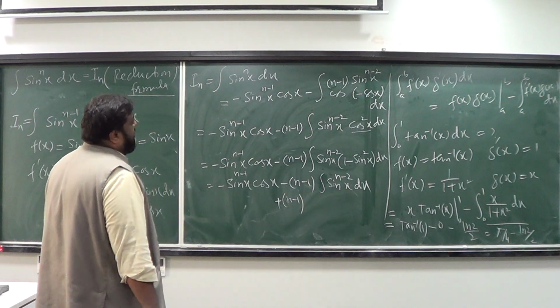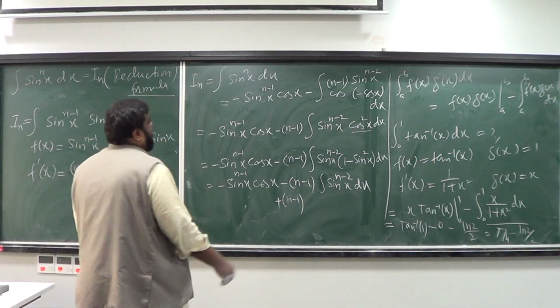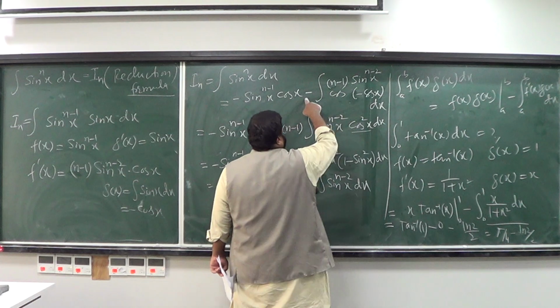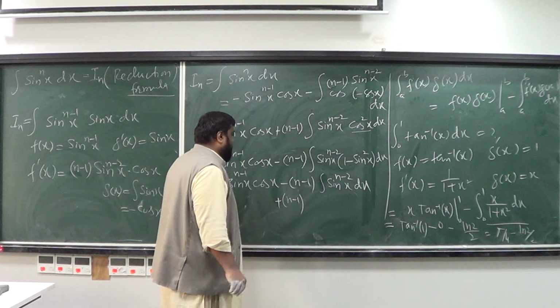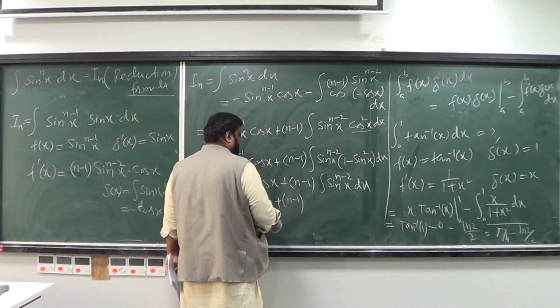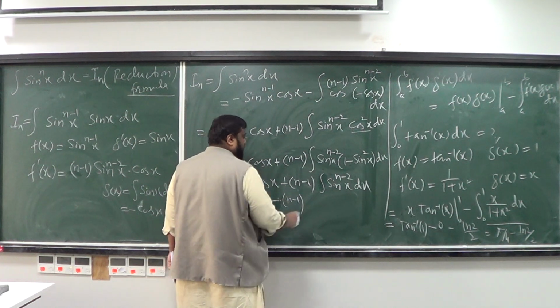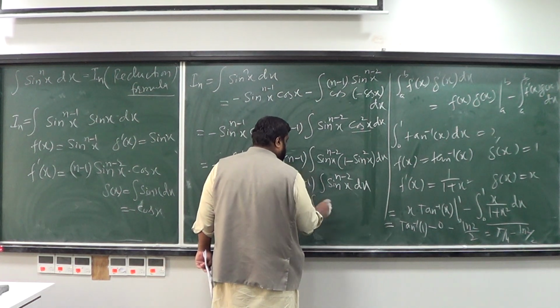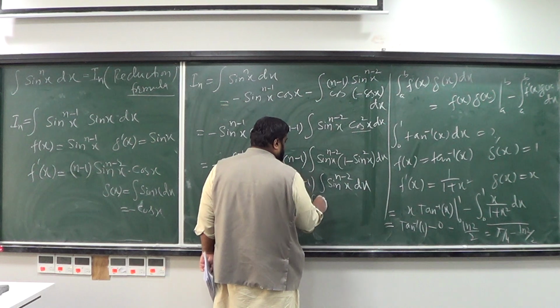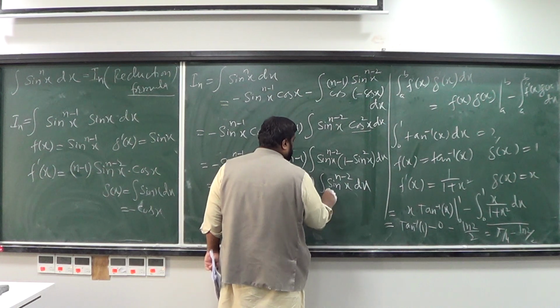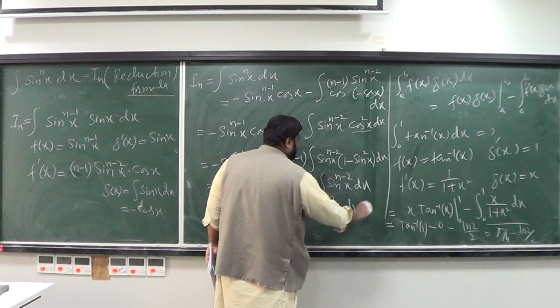Are we doing some mistake? Okay. So this minus will be multiplied with this minus and this will become plus actually. So this will become plus, this will become plus, and this will become minus. And you're going to get I sine^n x dx.